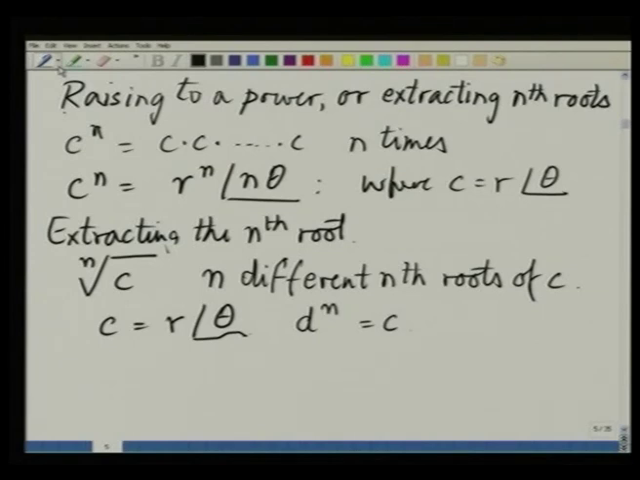So, let us say D equals S at an angle phi. Our task is now to find out what is S and what is phi.